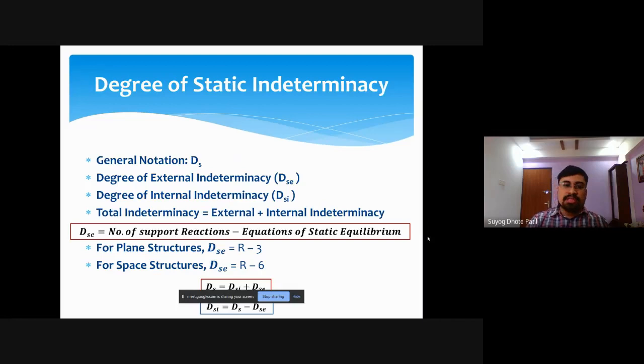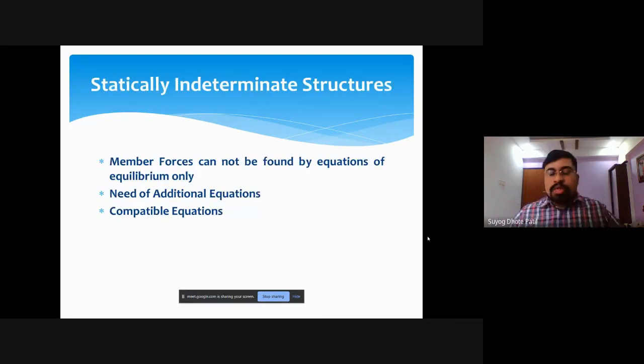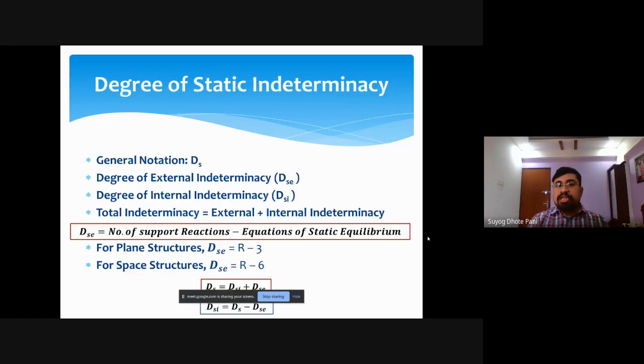Now, when we think about a statically indeterminate structure, there will be some degree, that is, the degree to which it is indeterminate. The degree indicates the number of forces that we can't find by using the equilibrium equations. The degree of static indeterminacy is generally denoted by D with the suffix small r or capital S.